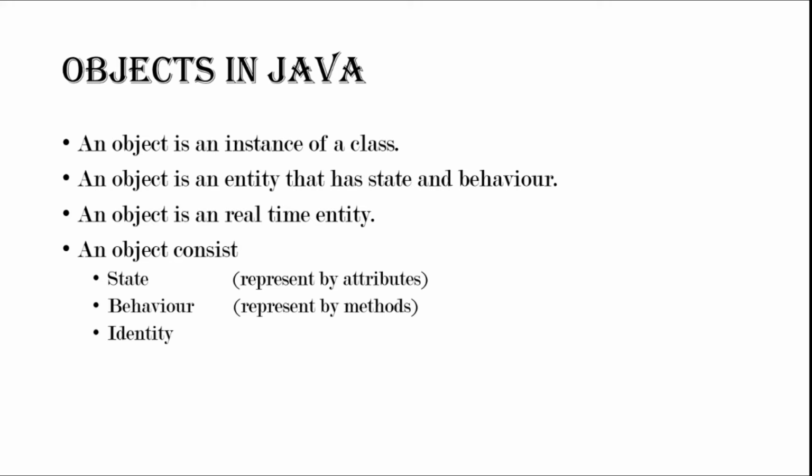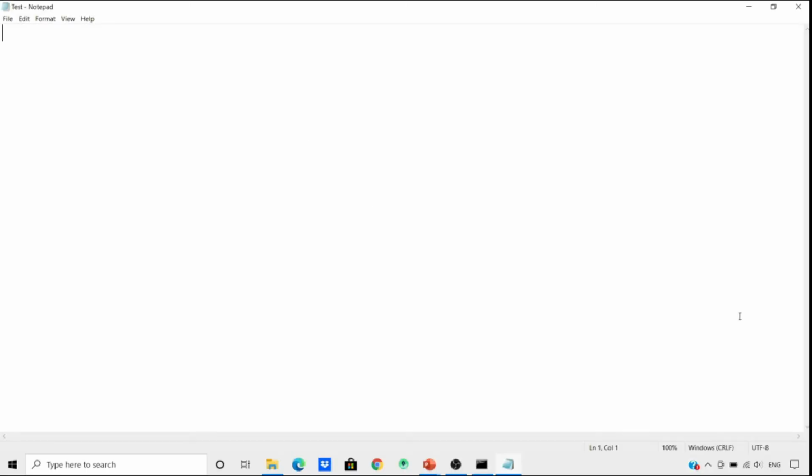So let's understand classes and objects with the help of a program. To define a class, we need a modifier like public, then the class keyword and the class name. I name the class as Test and the body is within curly braces.